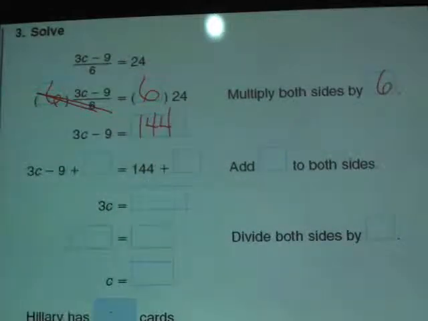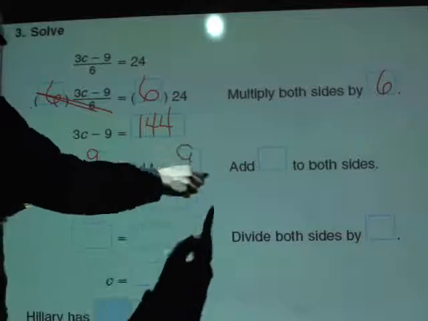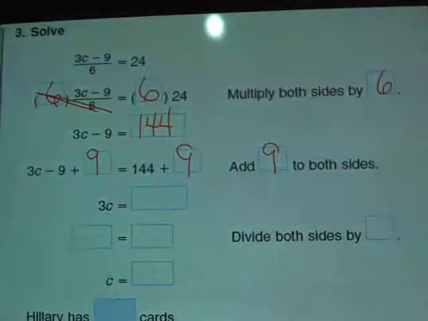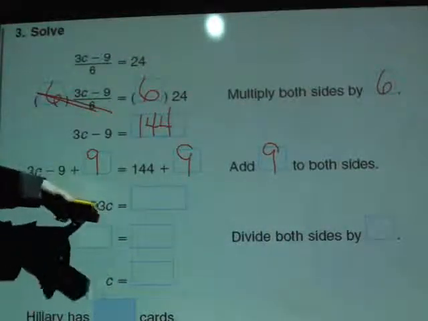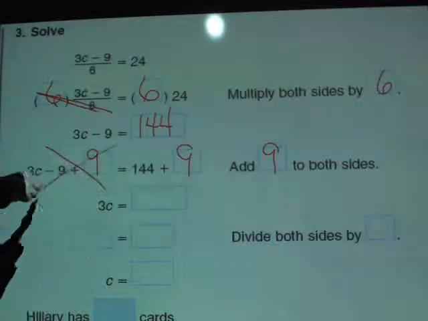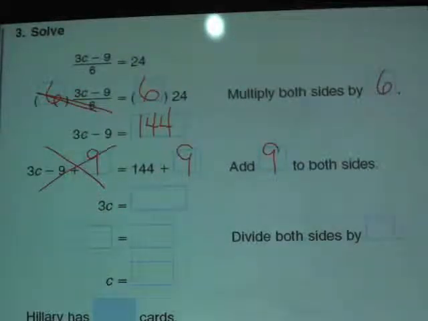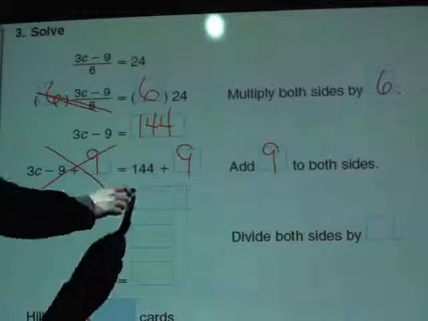So 3C minus 9 is equal to 144. And now it's a matter of me solving that equation. Well, we know what to do because we know that the thing with the variable is going to be the last number to move, in this case 3, which means 9 is going to be one of the first numbers to move. So if we're talking about moving the 9 out of the way, I'm going to add 9 to both sides first. So I've got 3C left over here because this minus 9 plus 9 cancels each other out. And 144 plus 9 is going to make 153.